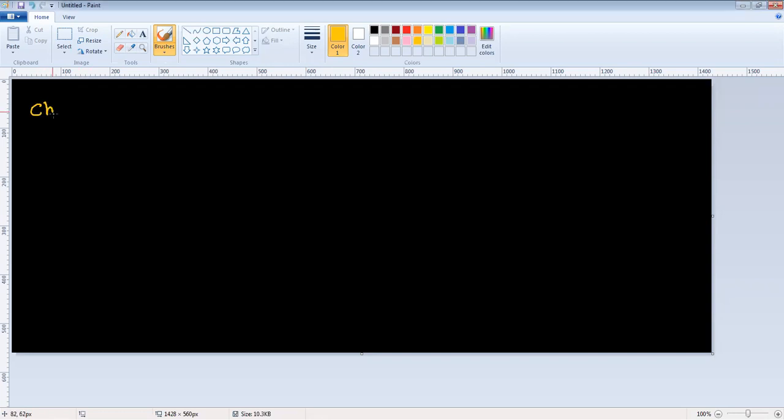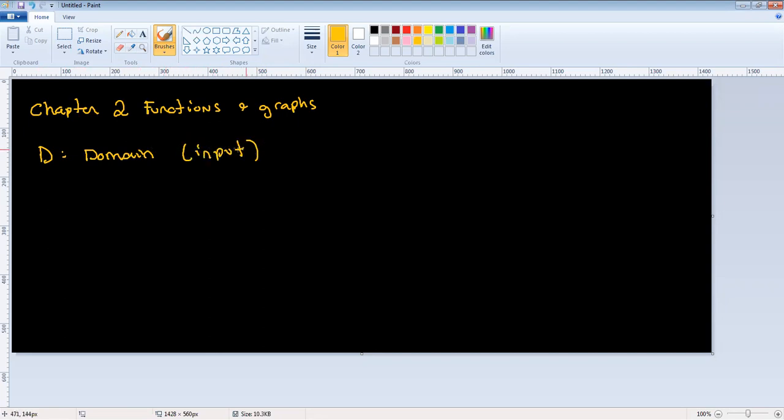Okay, we are going to do a new lecture, chapter 2, functions and graphs. We have something called the domain. This is the domain right here. Usually this is called the input, so it's the input of the function. Here we have the range. Usually this is the output of the function right here.